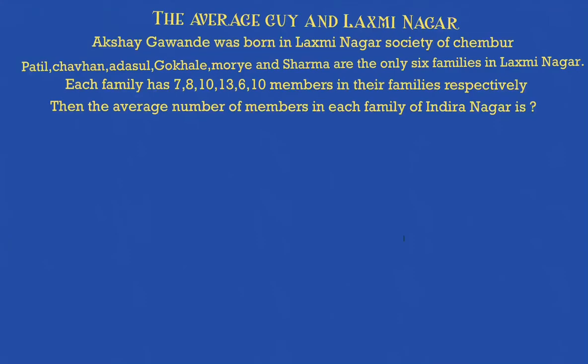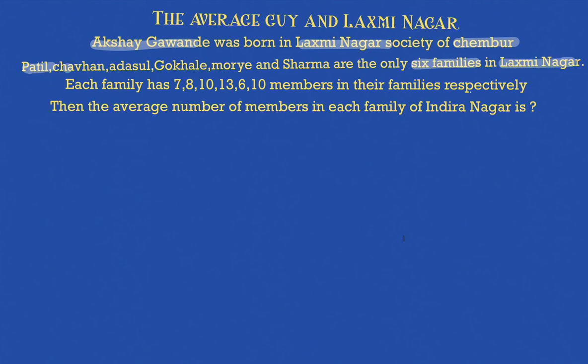So let's take one more scenario of the life of AG. Akshay Gawande was born in Laxmi Nagar society of Chembur. Patil, Chauhan, Adasul, Gokhale, Morye and Sharma are the only 6 families in Laxmi Nagar. So Laxmi Nagar has only 6 families and these are the names. Each family has 7, 8, 10, 13, 6, 10 members in their family respectively.